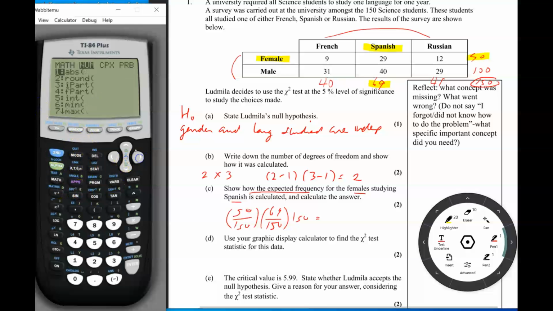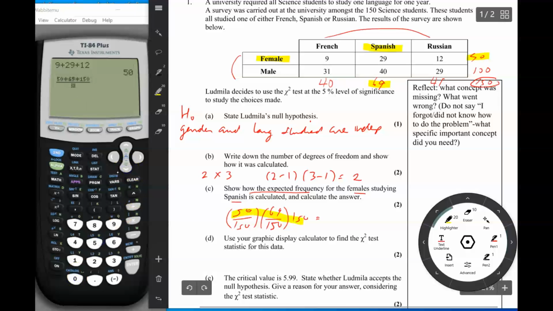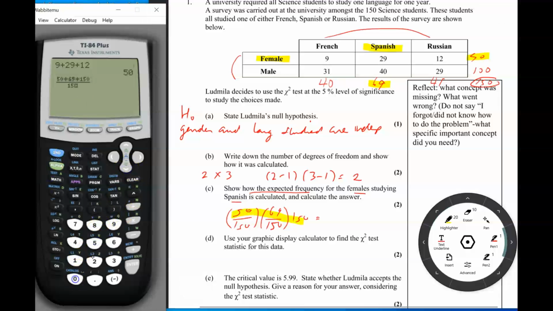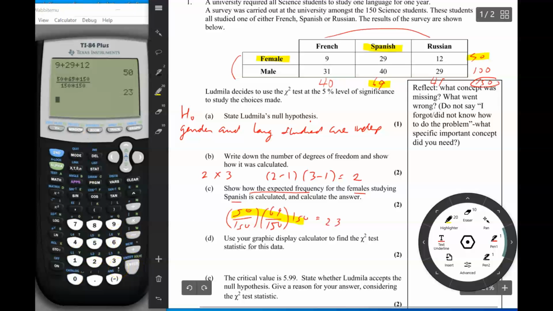I'm going to do math, and I'm going to go to number, and at the bottom of the list there's something called n over d. If I have n over d, then it's a little bit easier to type everything in without putting parentheses around everything. I can just put the numerator, the top three numbers, 50, 69, and 150, and then the denominator would be 150 times 150. And the answer is 23. Okay, so that's how you calculate the expected frequency of 23.